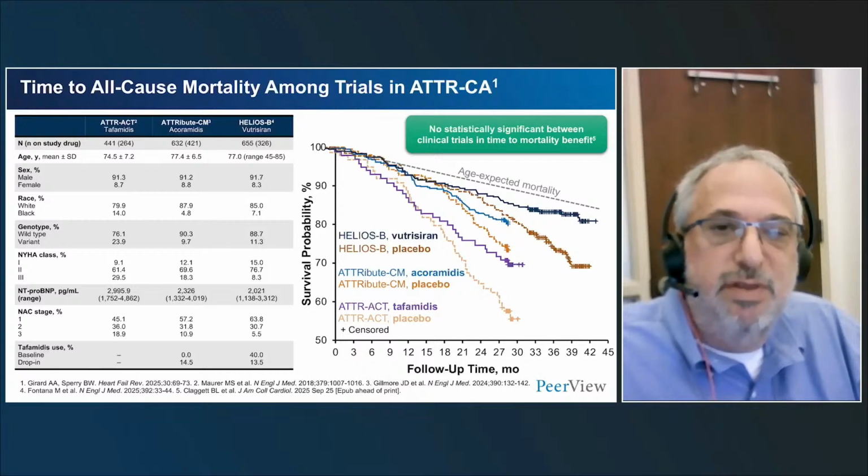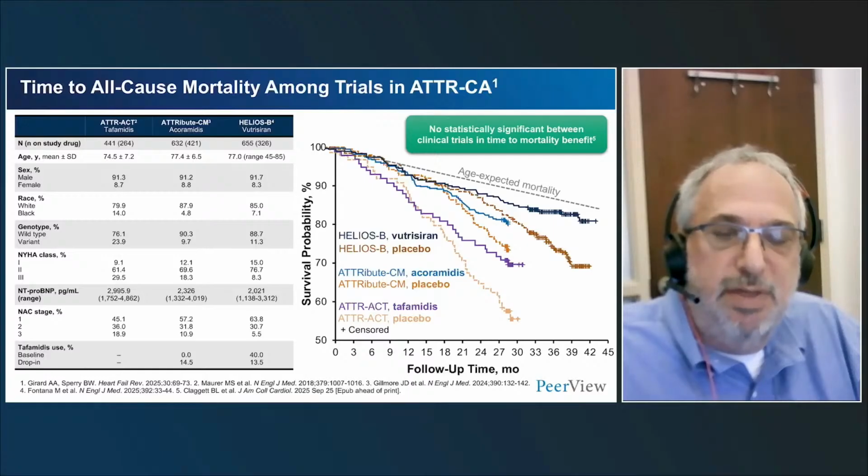But notably, you can see New York Heart Class, particularly Class 3, has plummeted. And as you can see from the survival curves on the right, just looking at the placebo arms in the dashed lines, there have been significant improvements in overall survival in the placebo population not receiving active therapy, which suggests that clinicians in the real world have done a fantastic job at identifying patients at an earlier stage of disease, which is, again, critical to leveraging these particular therapies.